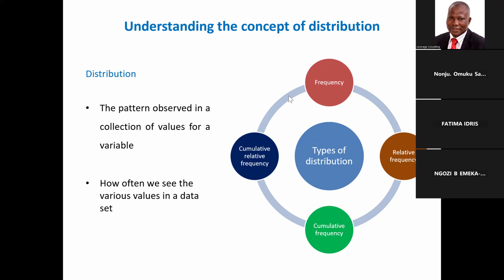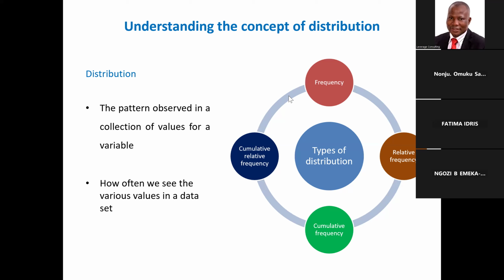So the meaning of distribution is the pattern observed in a collection of values for a variable. Pattern observed. That's why it is called a variable: it can assume any value. All the participants, all the subjects cannot have the same value of a particular variable. If all of them have the same value, it's not a variable, it becomes a constant.